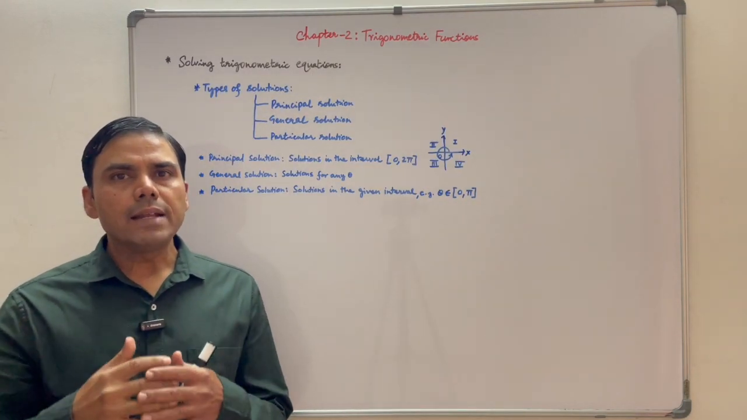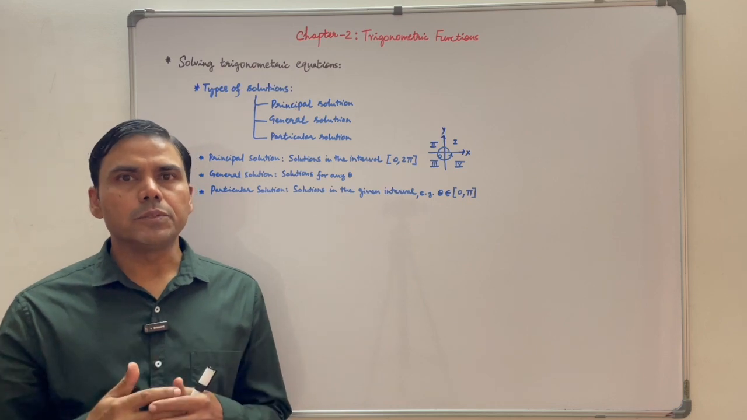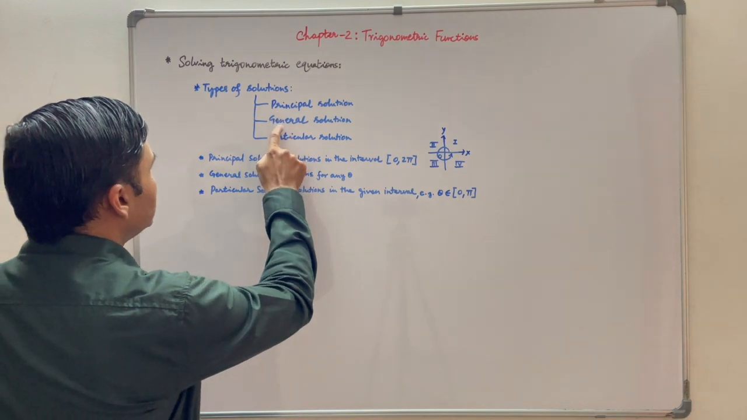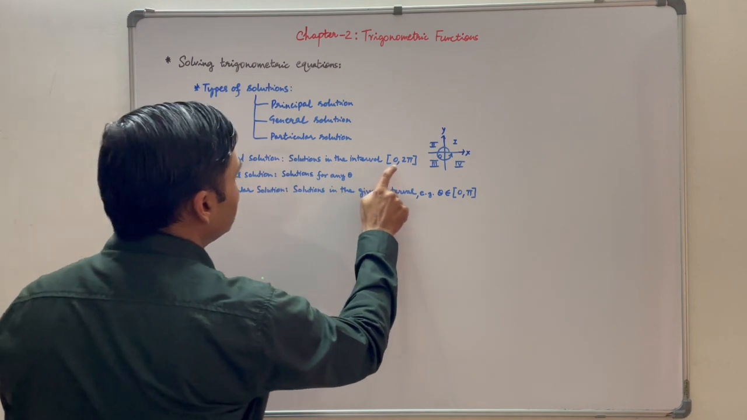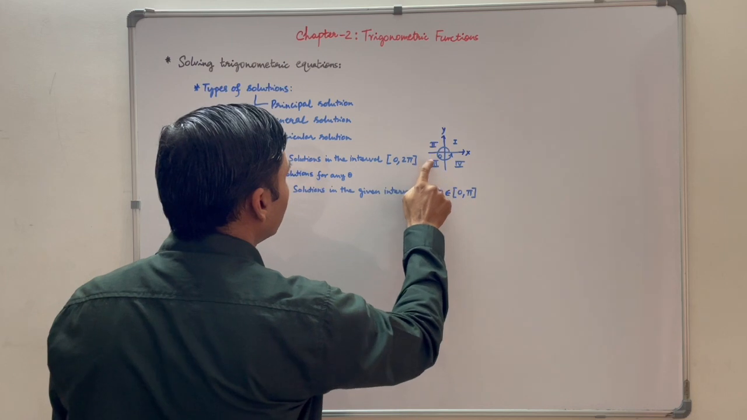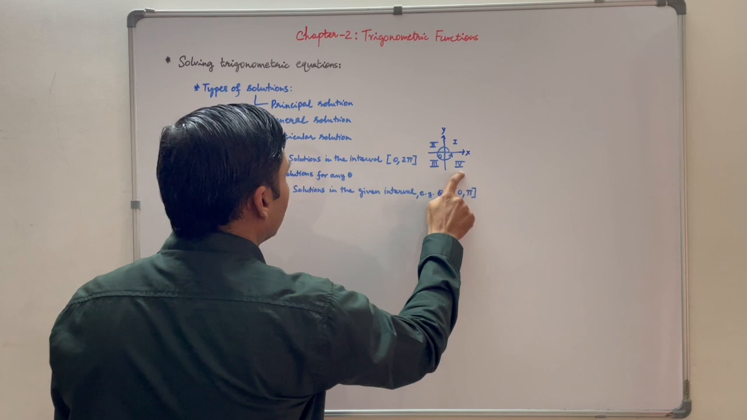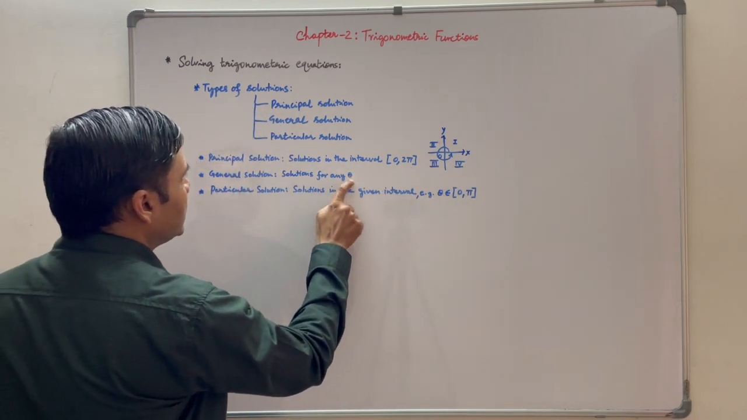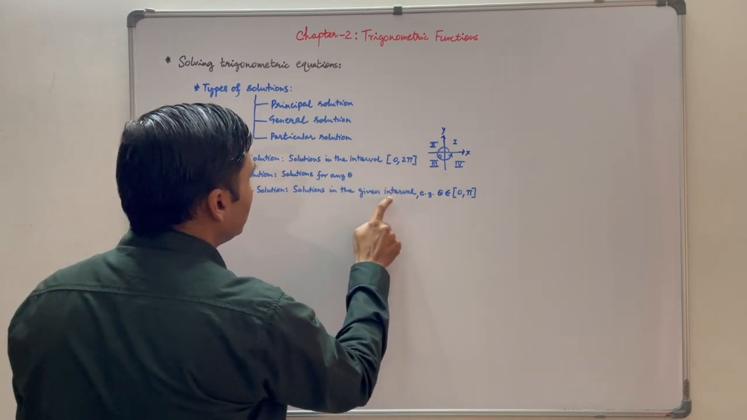Now let us see various methods to solve trigonometric equations. First, we will see types of solutions. There are three types of solutions and they are principal solution, general solution and particular solution. In principal solution, theta lies between 0 to 2 pi. That means starting at 0, going anti-clockwise and making a full circle, covering all the quadrants once. General solution means solutions for any theta, even if theta is more than 2 pi. Particular solution means solutions in the given interval.